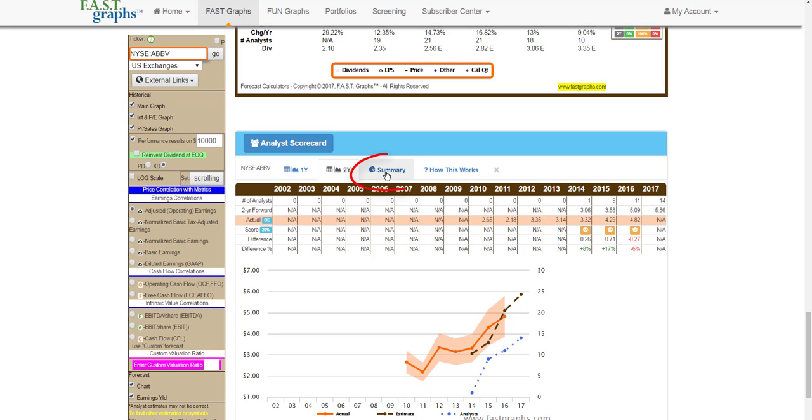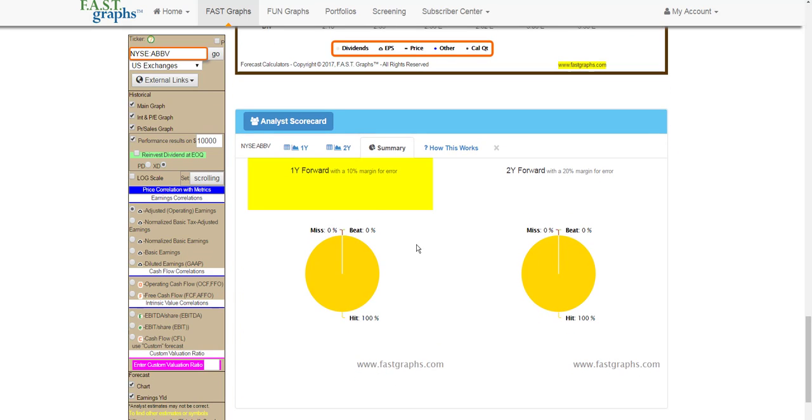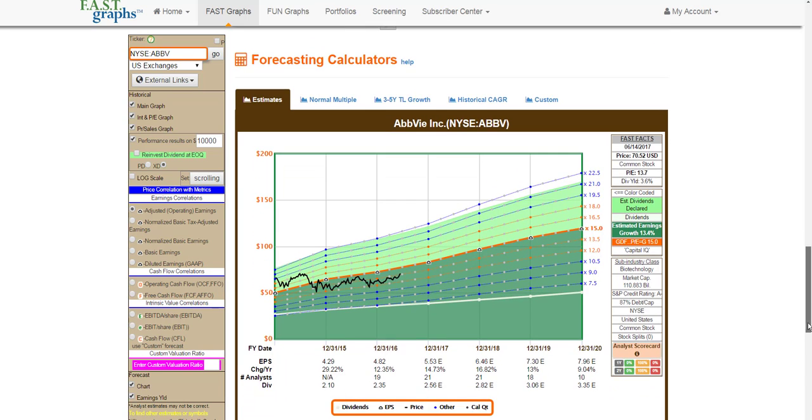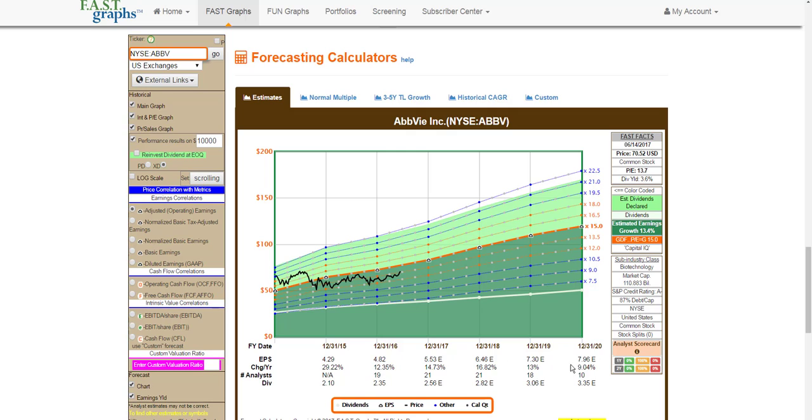When you analyze how accurate the analysts have been, on 1-year forecasts, they've been within a 10% margin of error 100% of the time, and on 2-year forecasts, within a 20% margin of error 100% of the time. So thus far, the analysts have been very accurate on forecasting. Now, that doesn't mean to imply that I believe these numbers are going to be exactly correct. What it does imply, though, is I think there's a high probability that these forecasts might be within a reasonable range of accuracy going forward.